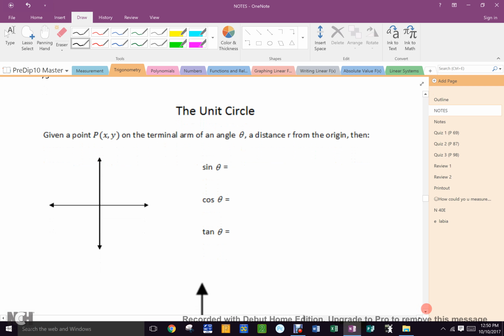The unit circle should be page 75. Excellent. Everybody put the following 4 dots on the little Cartesian plane there.